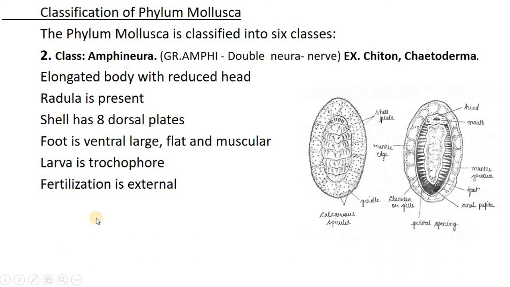Next class is the class Amphineura. Now the second class, this is class Amphineura. Amphi refers to double, neura refers to nerves. So examples are the chiton and chaetoderma.